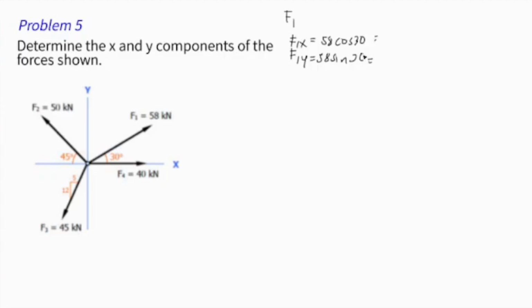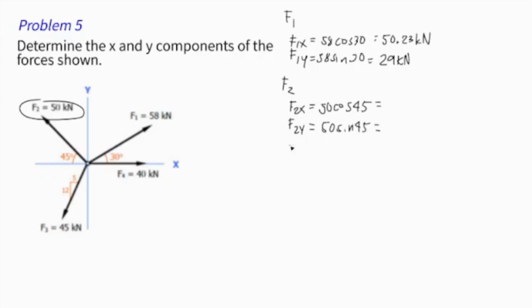Input natin siya sa calculator. 50.23 kilonewtons. At yung 58 sine 30 naman will be 29 kilonewtons. Next is yung F2 naman yung isolve natin, which is this one. So, F2 is 50 kilonewtons. So, F2x, F2y. Since in reference sa x-axis ulit, same solution, same formula lang sa F1. So, 50 cosine 45 and 50 sine 45.